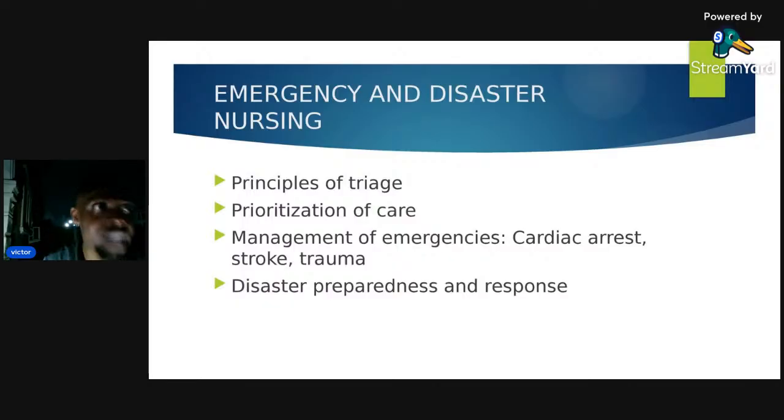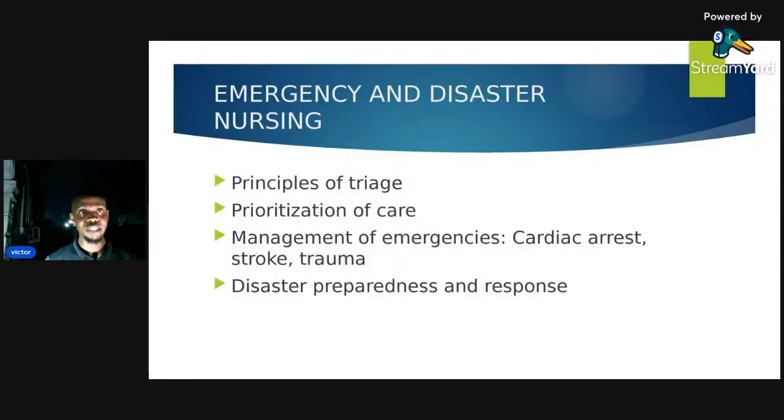When you are faced with an emergency, how do you manage it? You try to sort out your patient. You either use the color code for triage or you use the ABCD of triage. For the color code, you have red, yellow, green, and black.